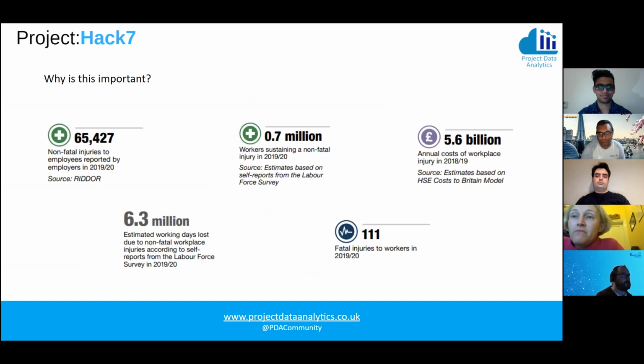So there's some big numbers in here. 6.3 million working days were lost last year, 0.7 million workers sustained non-fatal injuries, and £5.6 billion was lost to the economy. But the most poignant number on here, I think, is that last year, 111 people went to work and didn't come home to their families at the end of the day.